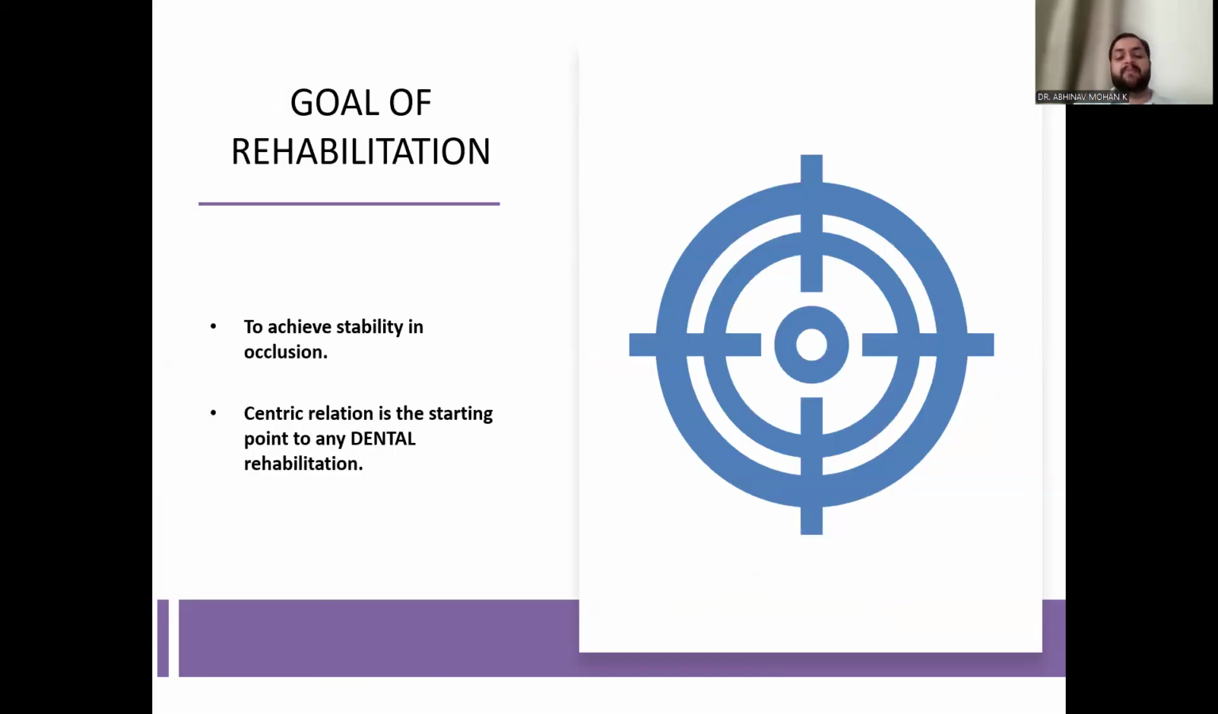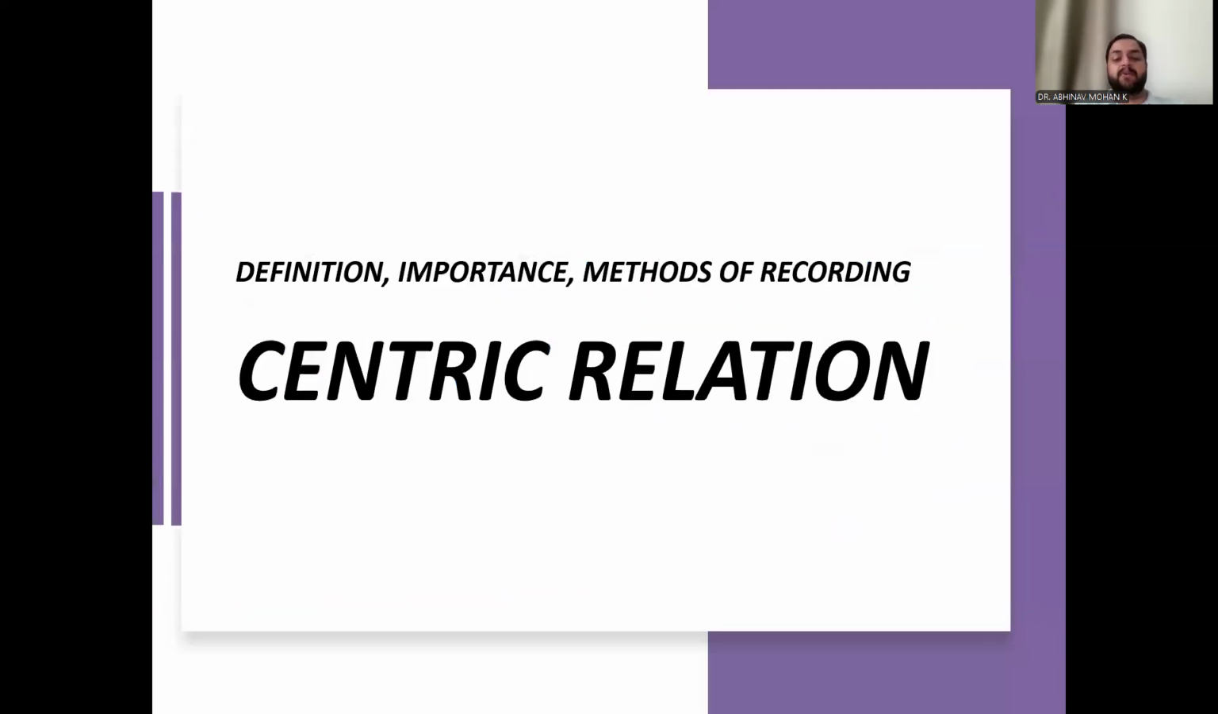As I said before, the basic goal of prosthodontic rehabilitation is to achieve stability in occlusion. And to achieve that stability, centric relation is our starting point. Any rehabilitation we are planning to do, centric relation is our starting point. So now I'm going to focus more on centric relation. We're going to see the various definitions of centric relation, the significance of centric relation, and the methods of recording.